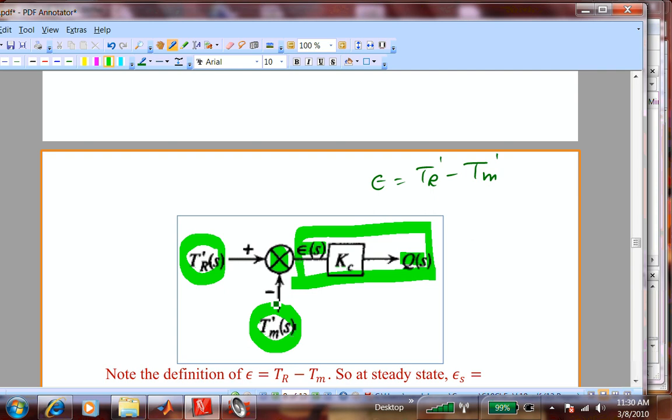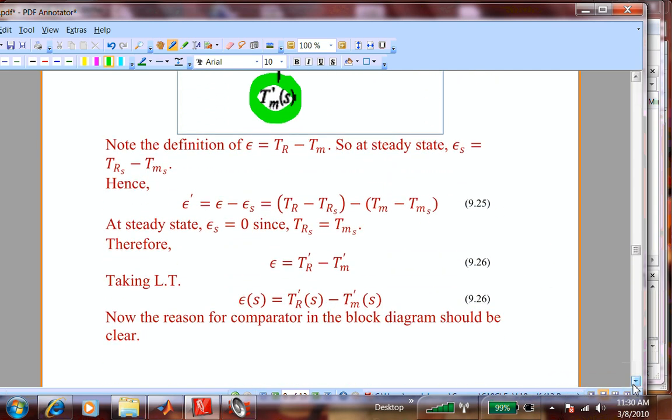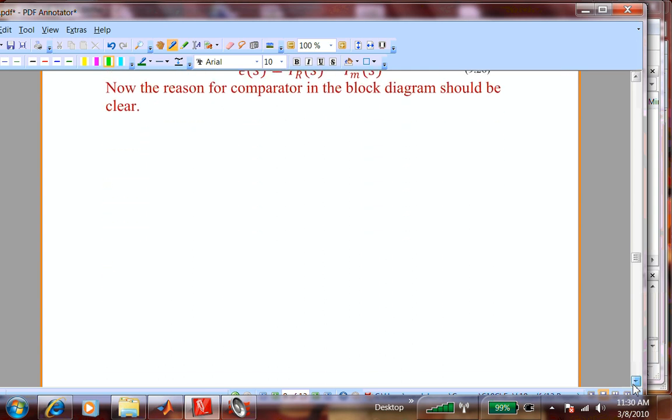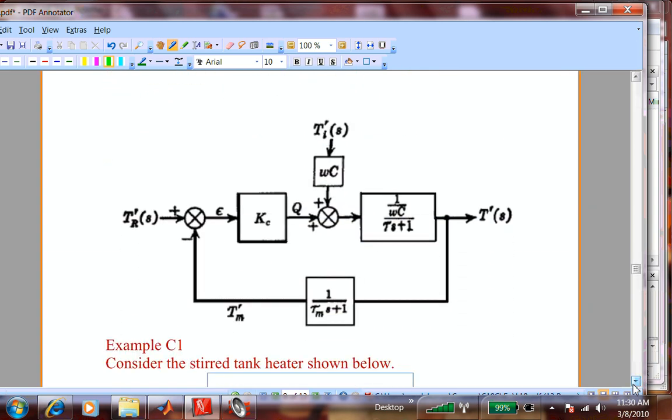So we have put together the mathematical representation of the transfer function for each of the blocks. Now I can go back to the block diagram and identify what each one is going to be. Now I have put in the known functions. So here is 1 over tau s plus 1, 1 over Wc, 1 over tau s plus 1. And this is the block for the entire process, Q and T prime. Output from Kc is the same as input to the next one. That's where I couple back. Similarly, the output from the measuring element is the same as the input to the comparator. So I put together an entire block diagram.